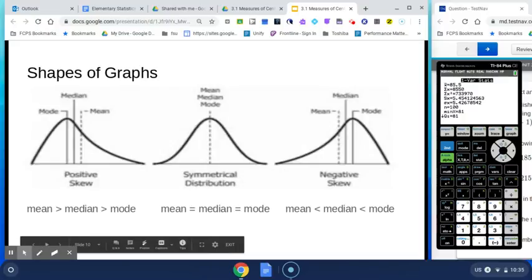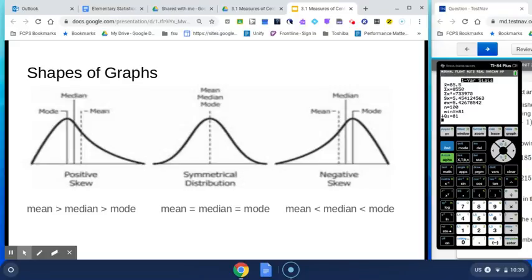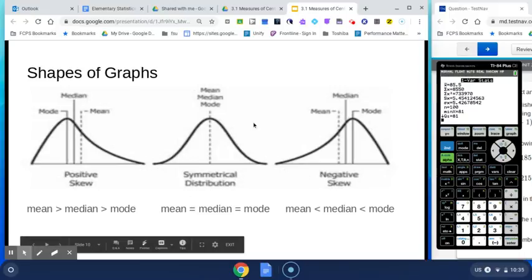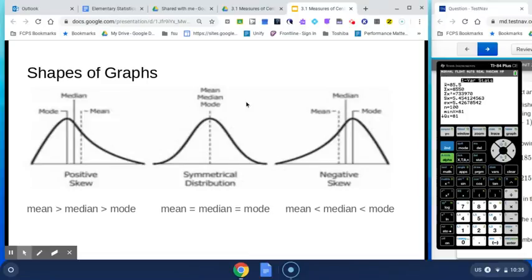Okay, so there are 3 shapes of graphs. I had mentioned symmetric when we had completed the one example and we saw all of the measures of center were approximately the same value. That's what we call a symmetric distribution. Also, you could see this referred to as normal, bell-shaped, mound-shaped. This is when the mean, the median, and the mode are all exactly the same and they're in the center of the distribution.